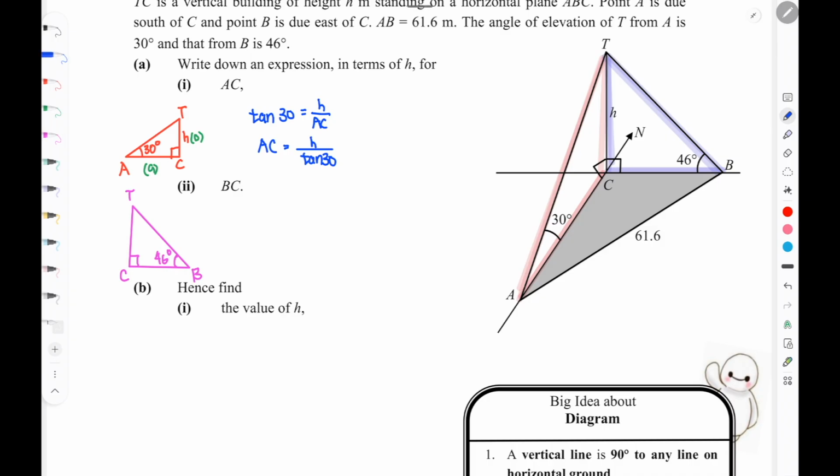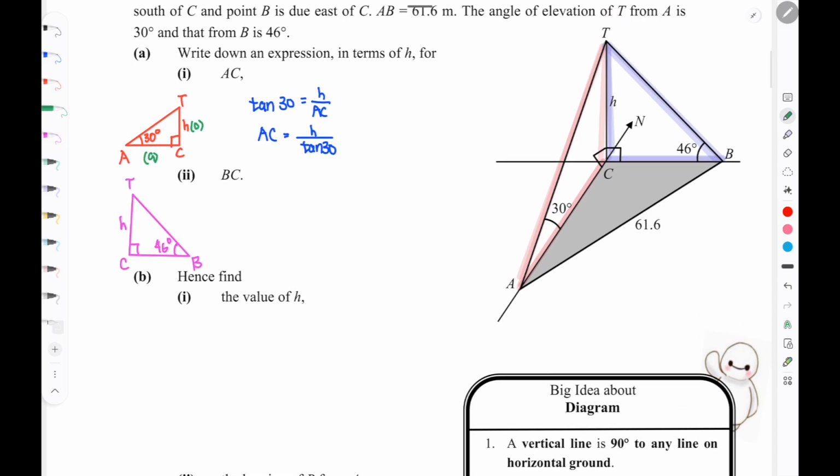From this one, I will use the same thing. I have H over here. I want to find what is my BC. So I have my opposite, I have adjacent. I'll use tangent. So tangent 46 equals to H over BC, which I do the same thing as the previous question. So it will be just H over tangent 46.